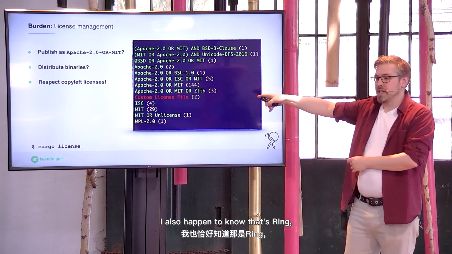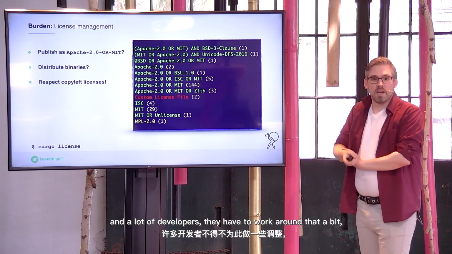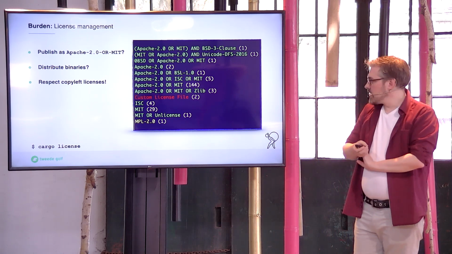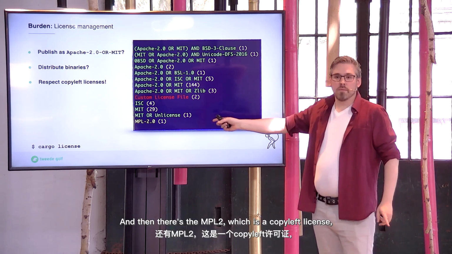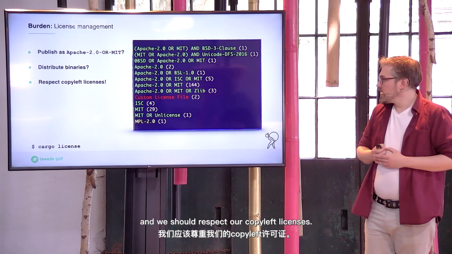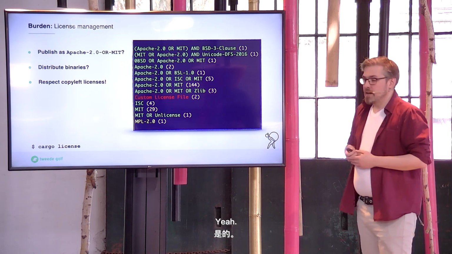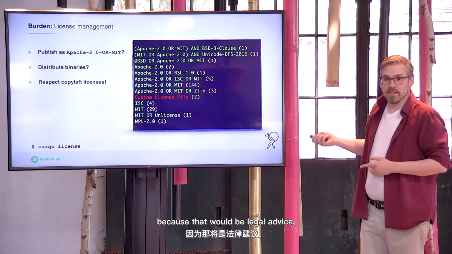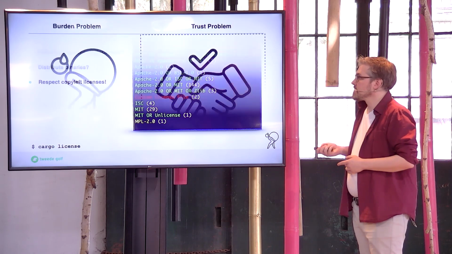I also happen to know that's Ring, and a lot of Rust developers have to work around that a bit, because Ring has a complicated license. And then there's the MPL2, which is a copyleft license. And we should respect our copyleft licenses. Yeah. I'm not going to answer if I can do this, because that would be legal advice, and I don't want to give legal advice.